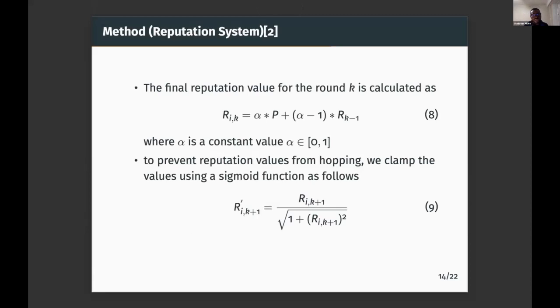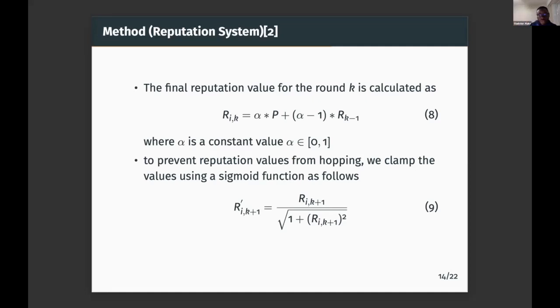So the final reputation value is calculated for a particular round K using the formula on line 8. We blend the general ranking P with the previous reputation value for the particular node we are trying to calculate the value. Alpha here is referred to as a forgetting constant, and depending on how the value is set between 0 and 1, we give preference to either the general rating P or the previously generated reputation value R with the subscript K minus 1.